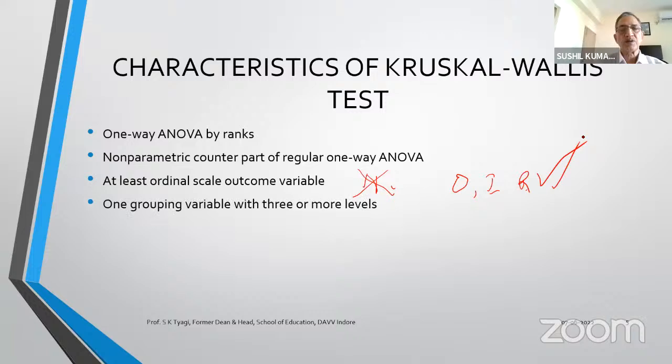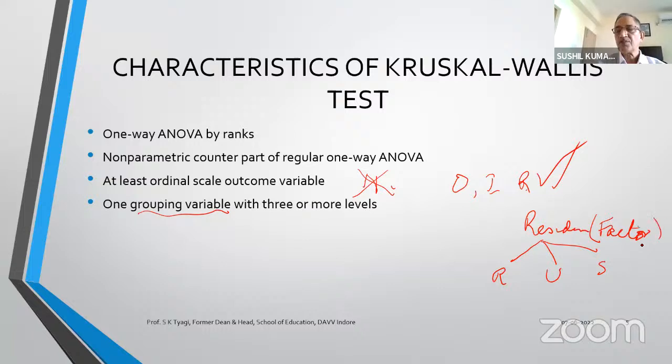With Kruskal-Wallis test, we have one grouping variable with three or more levels. This variable, for example, residence. Residence has three levels: one is rural, another is urban, third is semi-urban. So this is a grouping variable or factor. Residence is a factor or grouping variable or independent variable, and this has three or more levels. Level means number of groups.